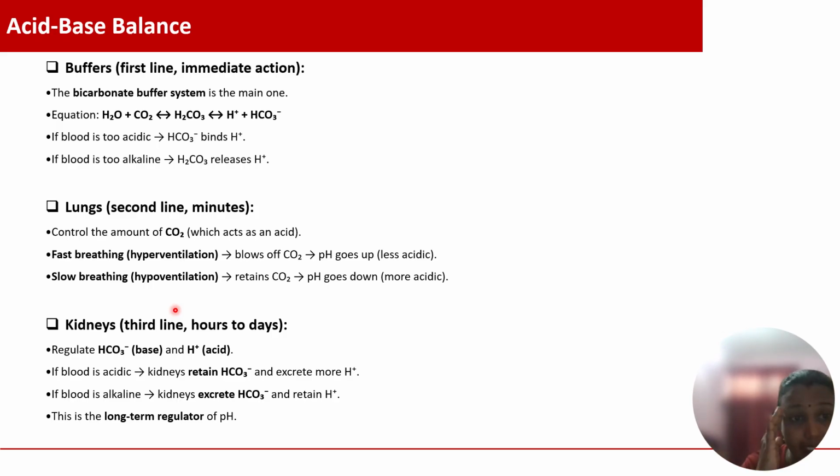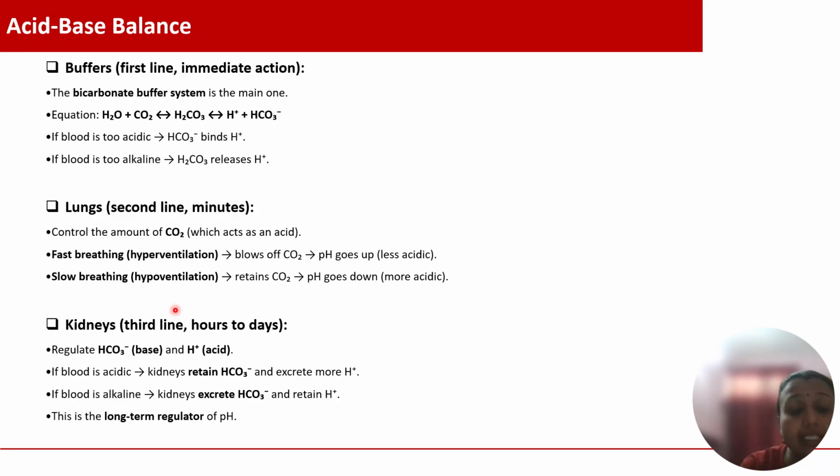It's a simple thing. If the patient is having fast breathing, hyperventilation, the blood becomes less acidic, that means it goes toward the alkalosis stage. Slow breathing, that means hypoventilation, the pH goes down and it is more acidic, so the patient's blood goes toward the acidosis stage. These are the main balancing things happening normally in our body.